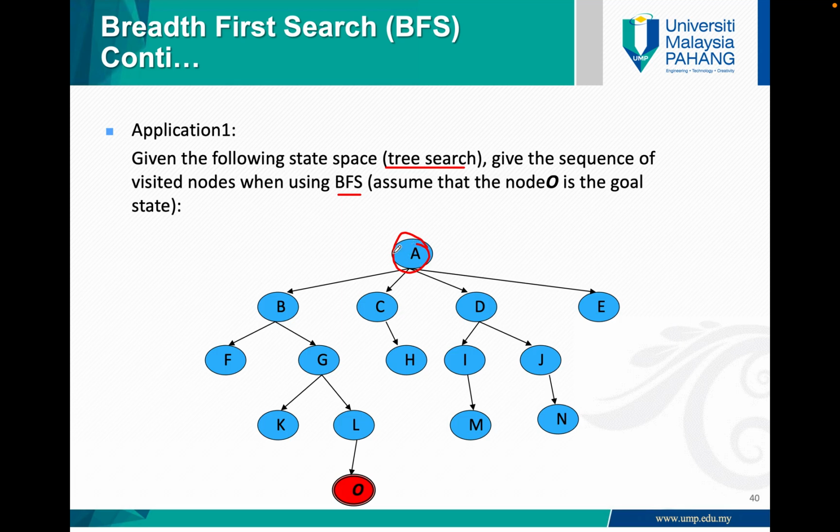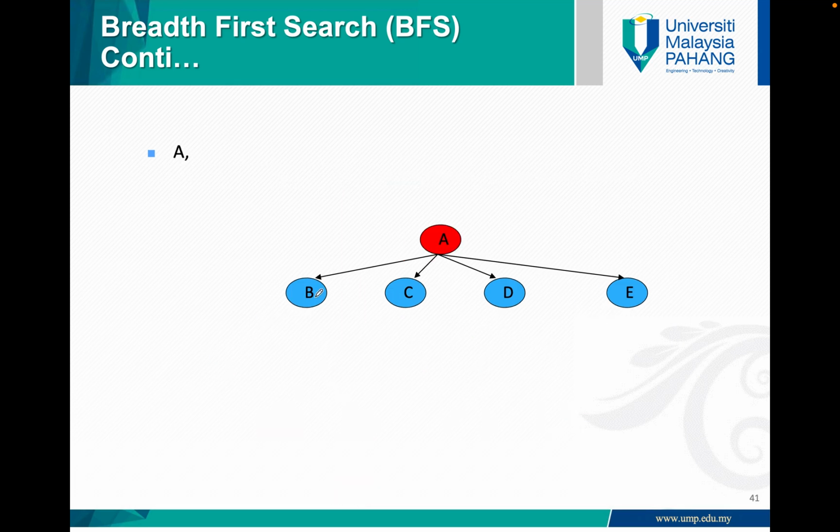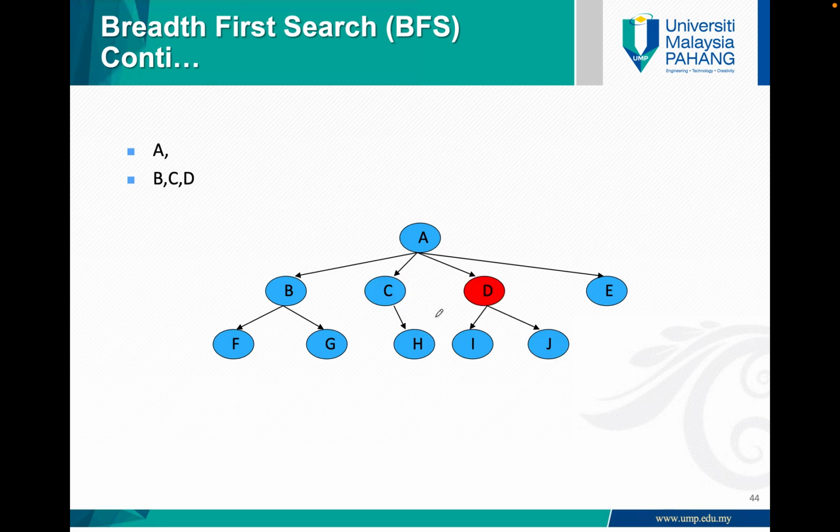When you start from A, you go to B first. Remember the definition of the BFS algorithm? The node that we visited first will be expanded first. So we expand the node B here, and B has F and G. And then after that, we go level by level. Now we go to C, we expand C to H, and then we go to the third one.